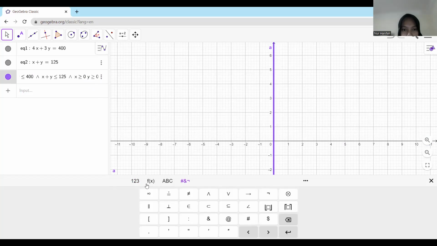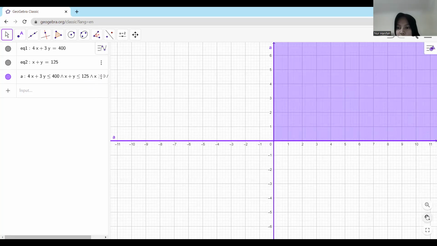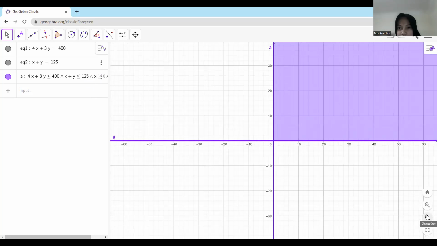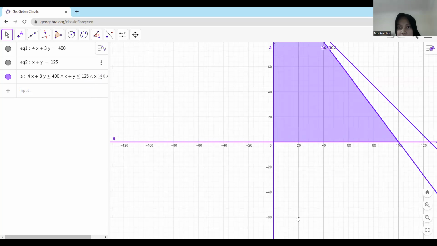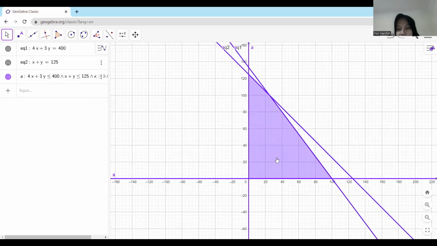I missed the sign here. We will see the graph of these equations. So this is the graph. And then this is the feasible area of the graph.